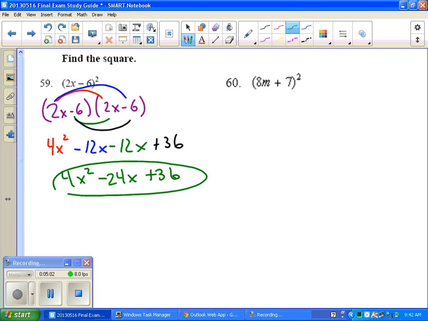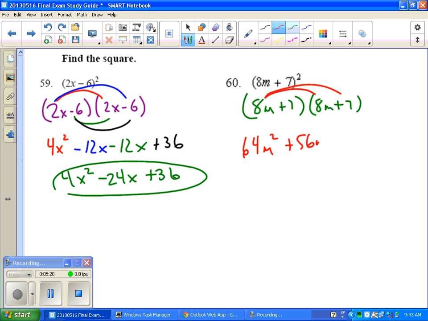Do the same thing with number 60. 8m plus 7 squared becomes 8m plus 7 times 8m plus 7. You FOIL it out again. 8m times 8m, first terms are first, 64m squared. Your outer terms are next. 8m times 7 is plus 56m. Your inner terms are next. 7 times 8m is plus 56m.